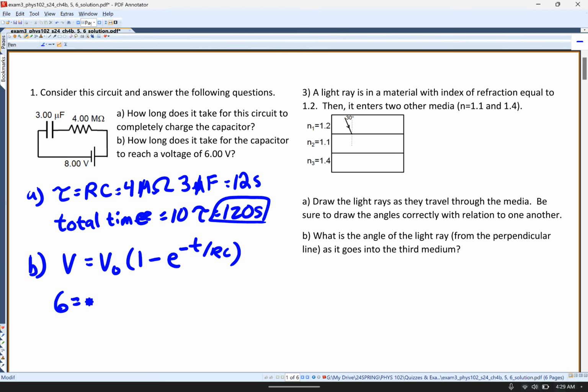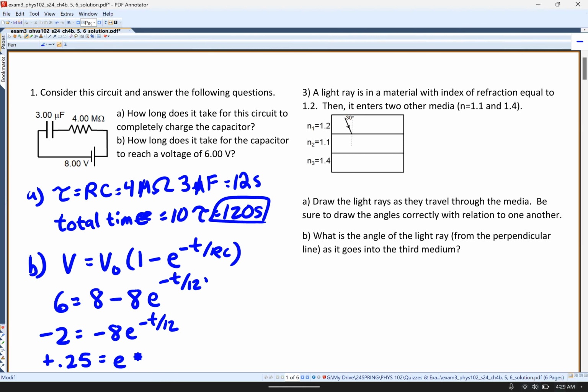So 6 is equal to the total voltage, which is 8. I'm going to distribute that 8: 8 minus 8 times e to the minus t divided by 12. And so that's what I'm solving now. So I have negative 2 equals negative 8 e to the minus t over 12. That's 2 over 8, negative 1/4, so positive 0.25 equals e to the minus t over 12.